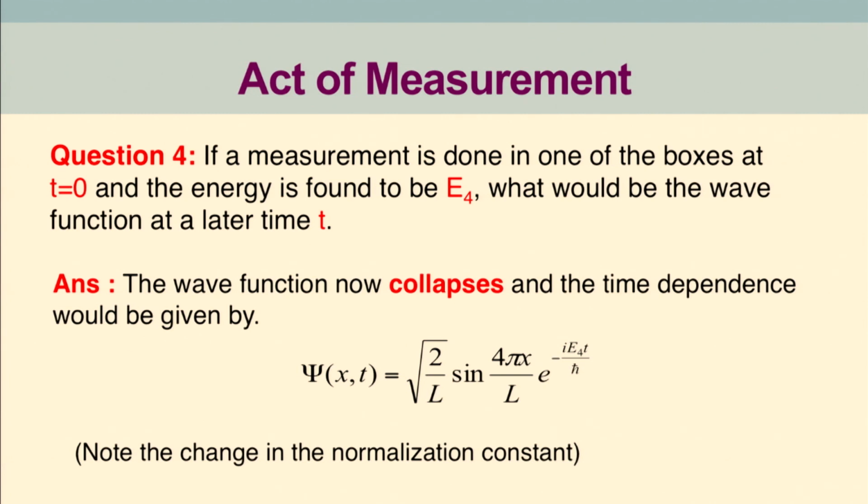As soon as I measure it, whatever linear combination of the different wave functions it was before the measurement, after the measurement it collapses to the same energy state for which I got the energy. So in this case it is E4. That's why the wave function now collapses to this particular wave function, which is root 2 by L sine 4 pi x by L e to the minus i E4 t by h cross.